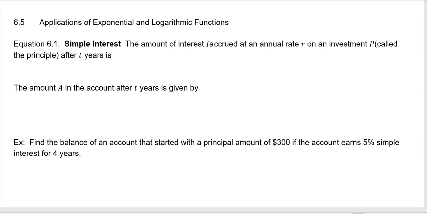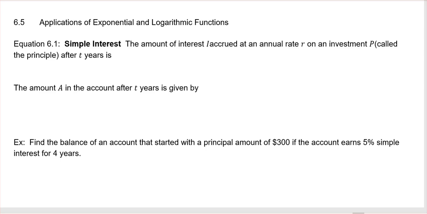Hey, let's take a look here at section 6.5, applications of exponential and logarithmic functions. In this section, we're going to be using what we did in the last two sections. We're going to use our equation solving prowess now, along with a few little formulas that we're going to talk about. So the first thing we do is talk about money.